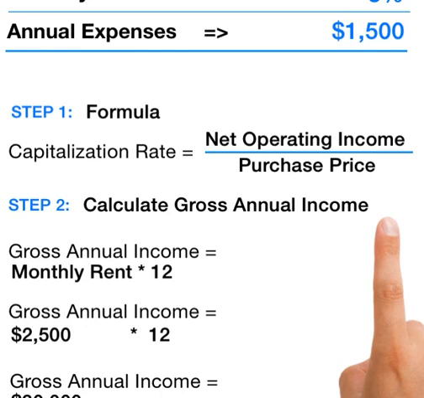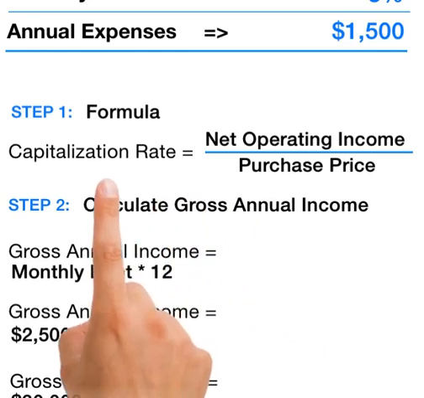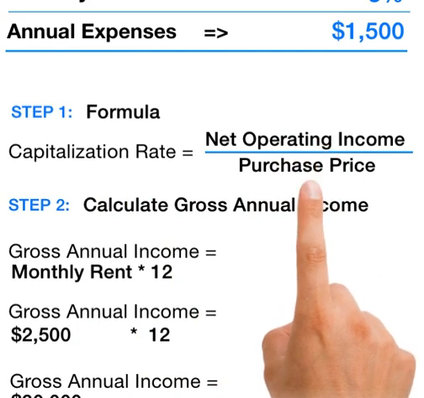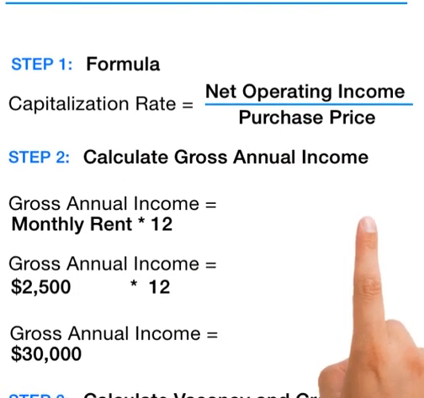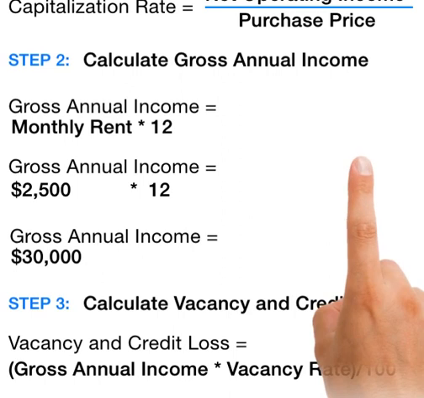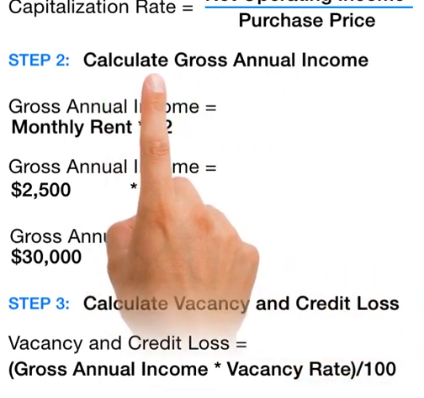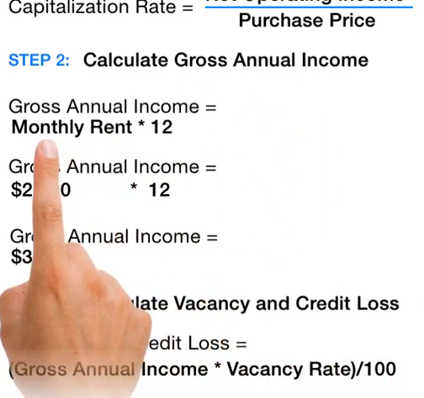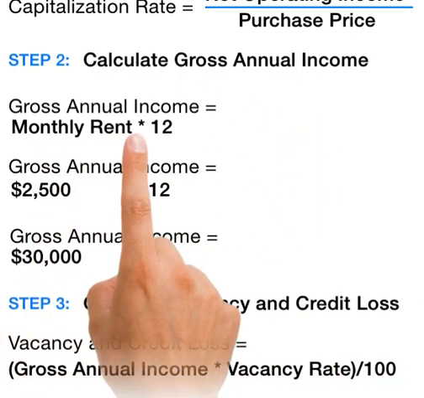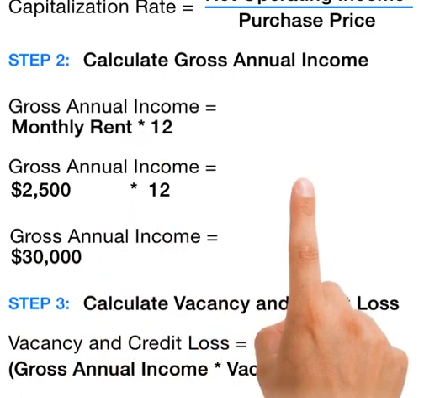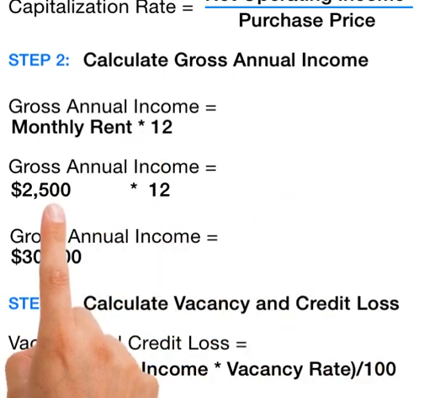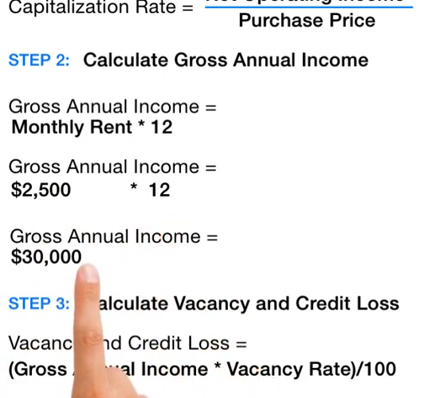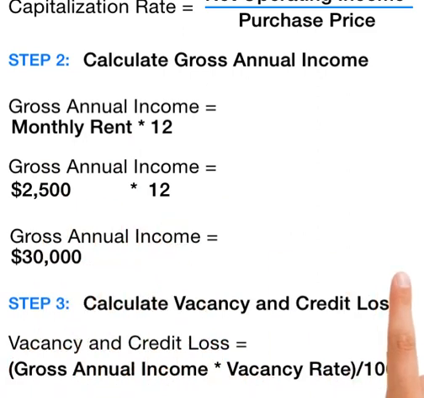So the formula to calculate the capitalization rate is nothing more than the net operating income over the purchase price. Let's go to step number 2 in our example. We're going to calculate the gross annual income, which is calculated by multiplying the monthly rent by 12. We have a monthly rent of $2,500 times 12, that's $30,000.